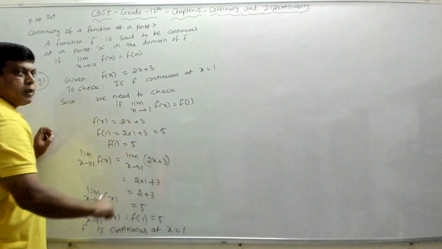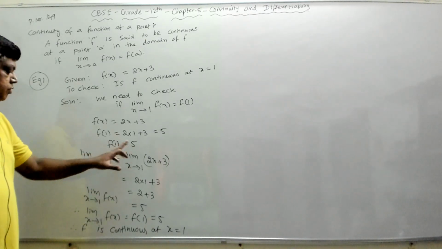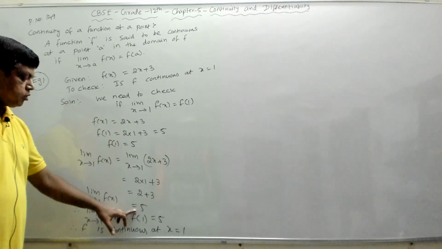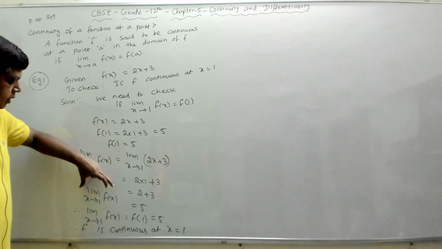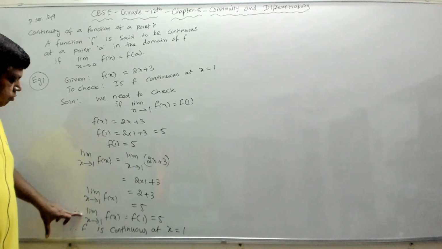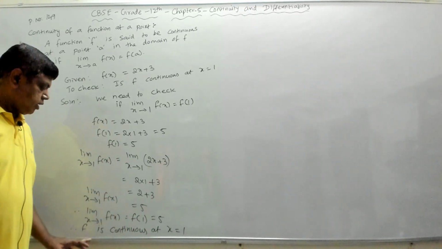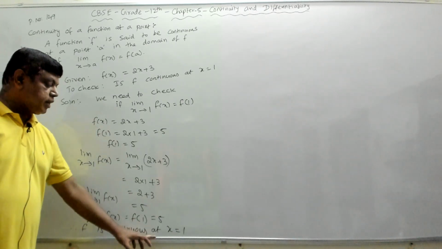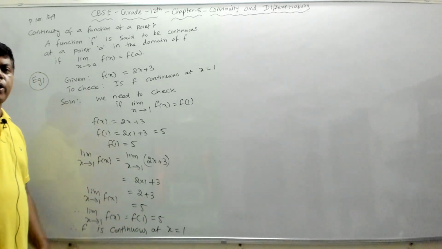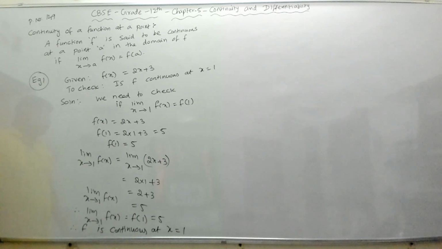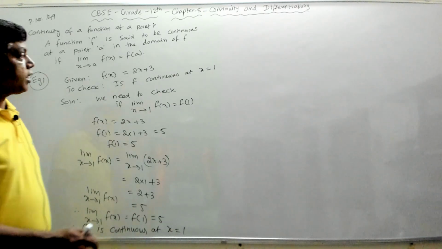Both of them match. F of 1 is 5. Limit x goes to 1 f of x is also 5. So both are 5, which means limit x goes to 1 f of x is equal to f of 1, and both are equal to 5. Therefore, f is continuous at the point x equal to 1. Fine. So all of you can pause the video, take the notes. I'll go to the second problem.